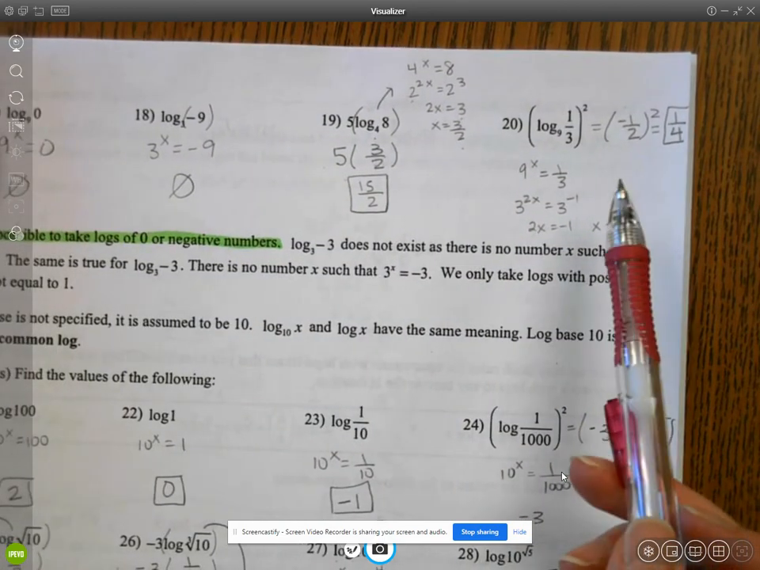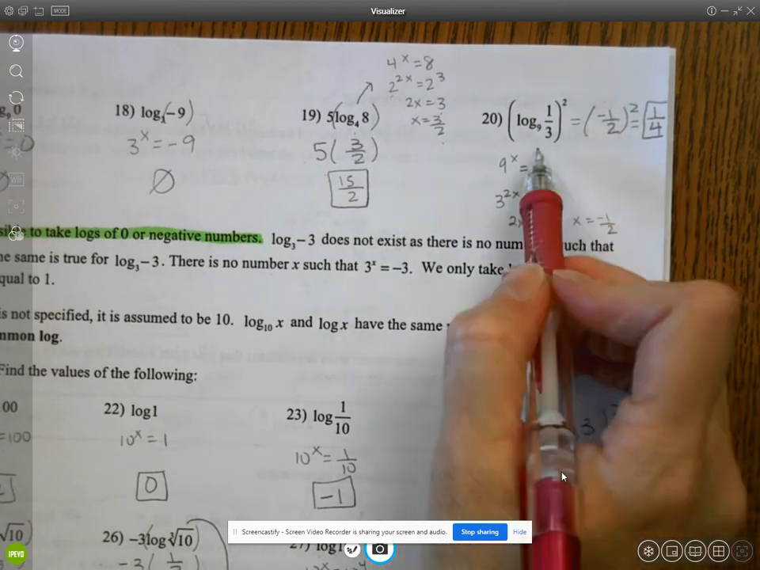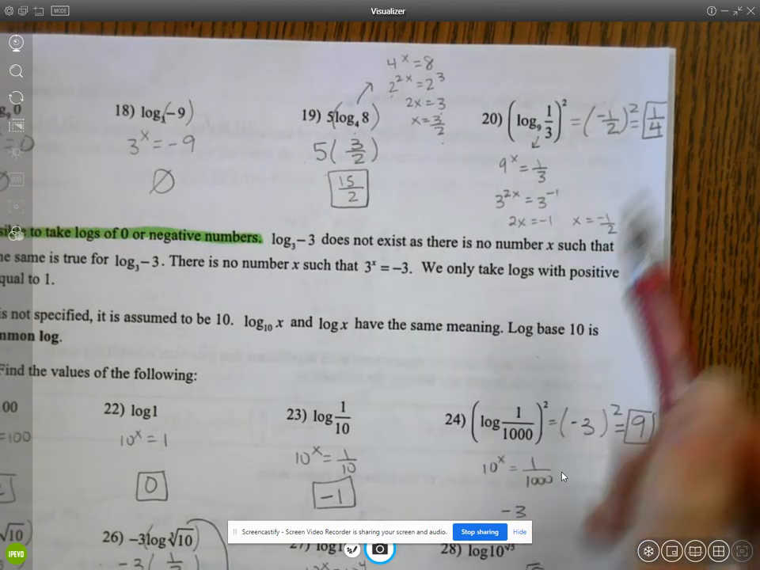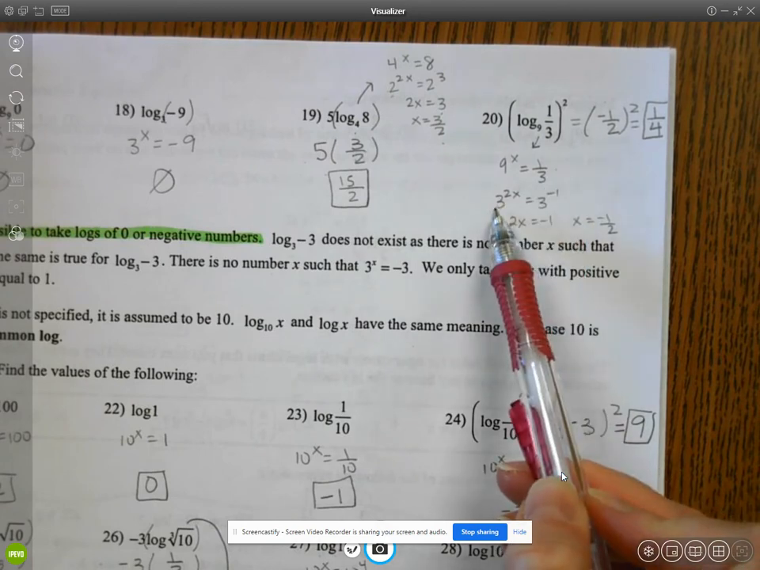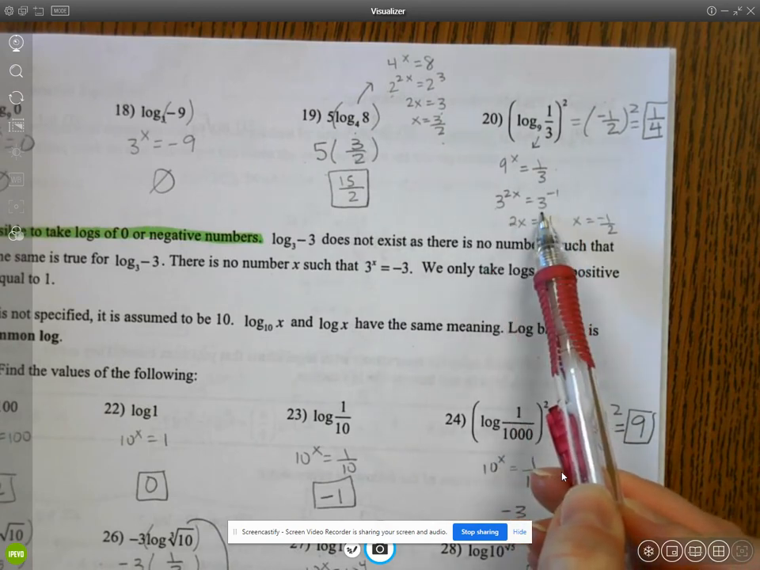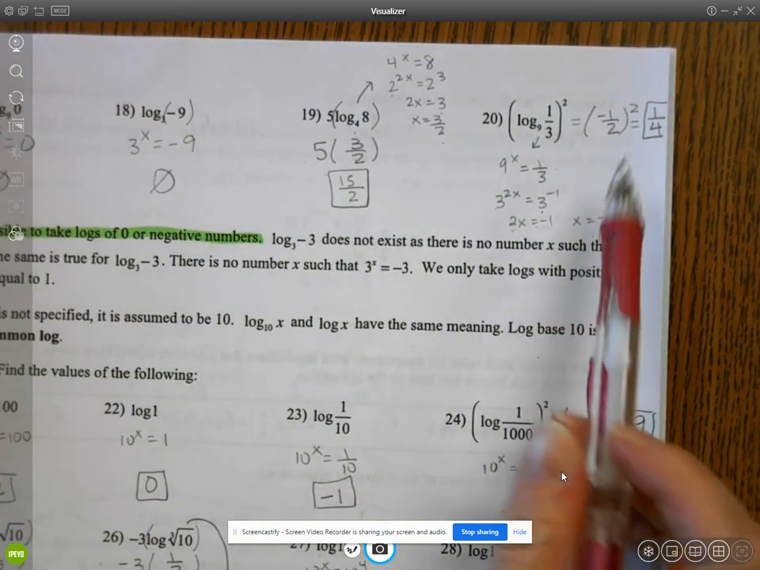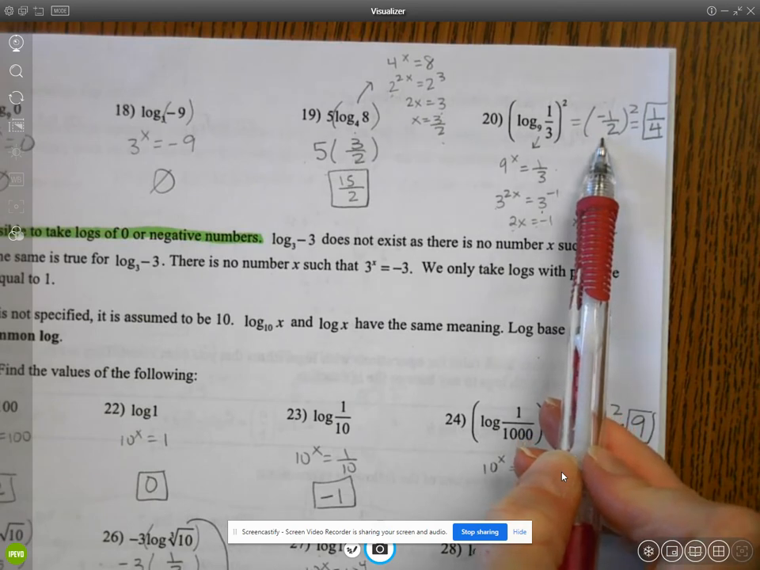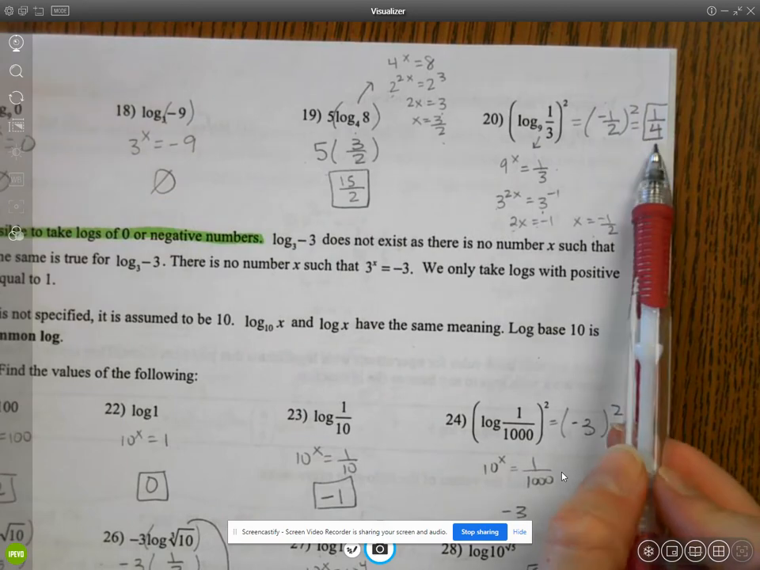All right, the next one, we want to figure out what this is and square it. So the work for figuring this out is down here. 9 to what power is 1/3? Well, 9 is 3 squared. Change 1/3 to 3 to the negative 1 because it was a fraction, make it not 1. Set your exponents equal, you get negative 1/2. So now we're doing negative 1/2 squared. If you do negative 1/2 times negative 1/2, you get positive 1/4 as your answer.